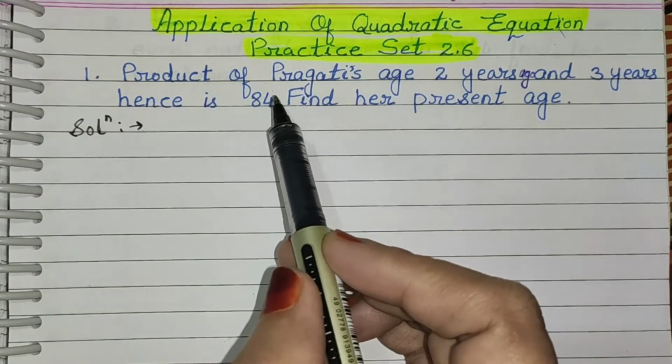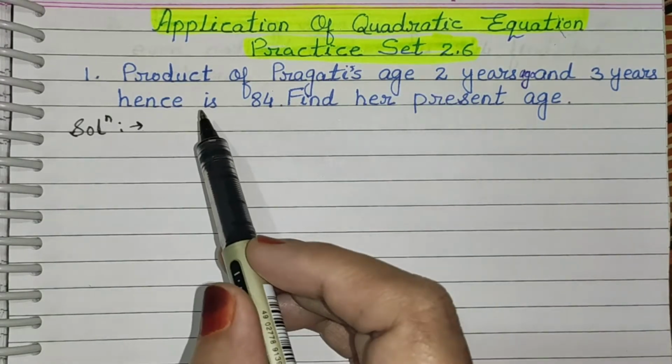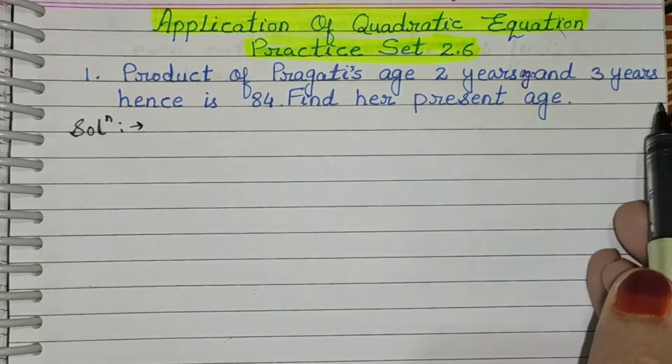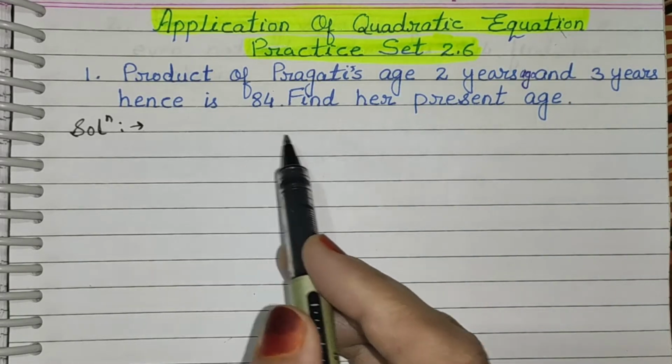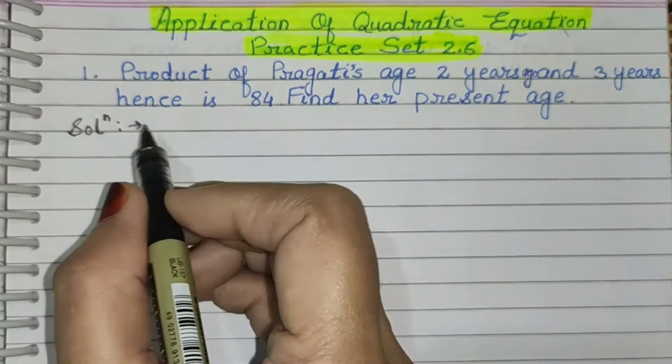Next topic is application of quadratic equation. Now let us see how to solve practice set 2.6. First question: the product of Pragati's age 2 years ago and 3 years hence is 84. Find her present age. Let us consider.